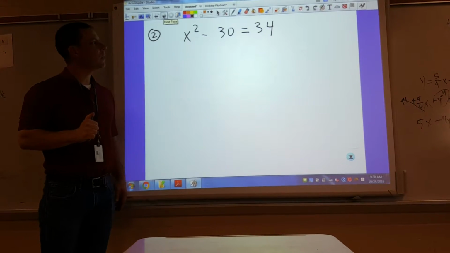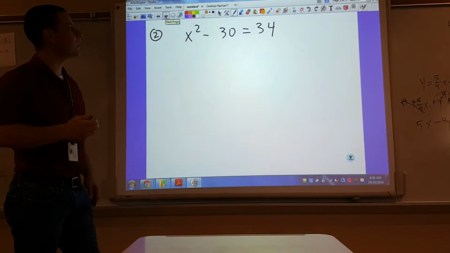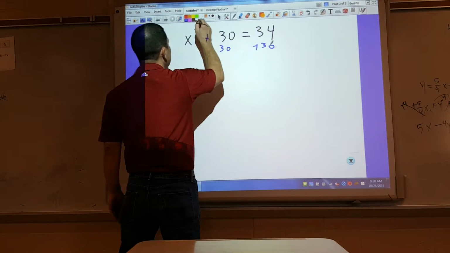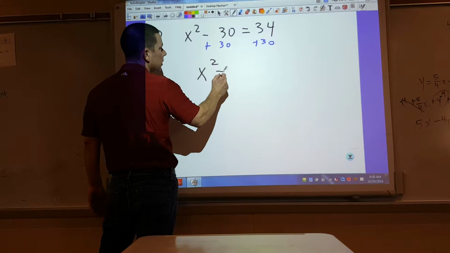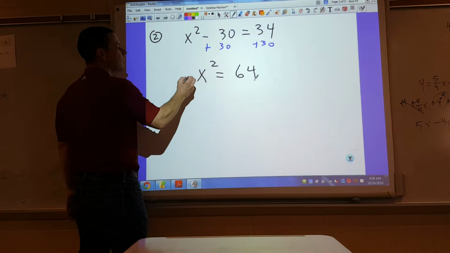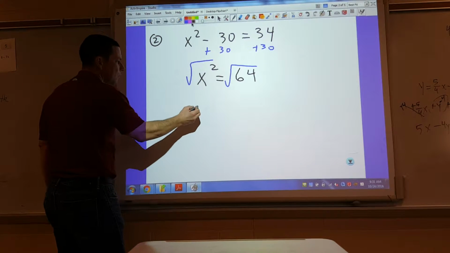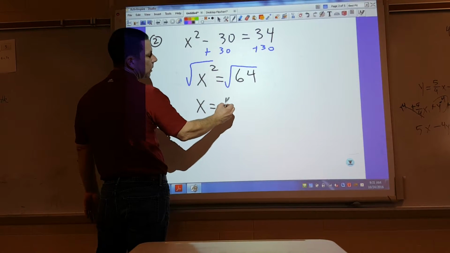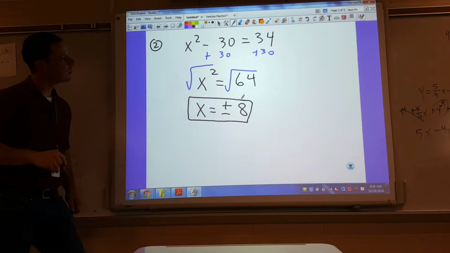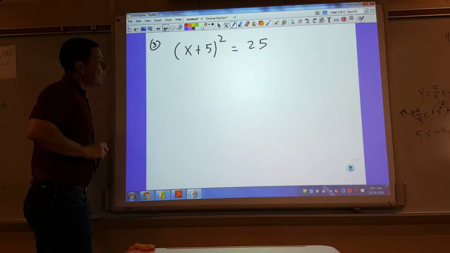If we have x squared minus 30 equals 34. So there's something else over on the left side with our square term. We need to get rid of it. So we will add 30 and add 30 to both sides, which gives us now x squared equals 64. Square term is isolated. We are ready to solve. Take the square root of both sides. Square root of x squared is x, and the square root of 64 is plus or minus 8. All right, so just one little extra step there before we can solve.